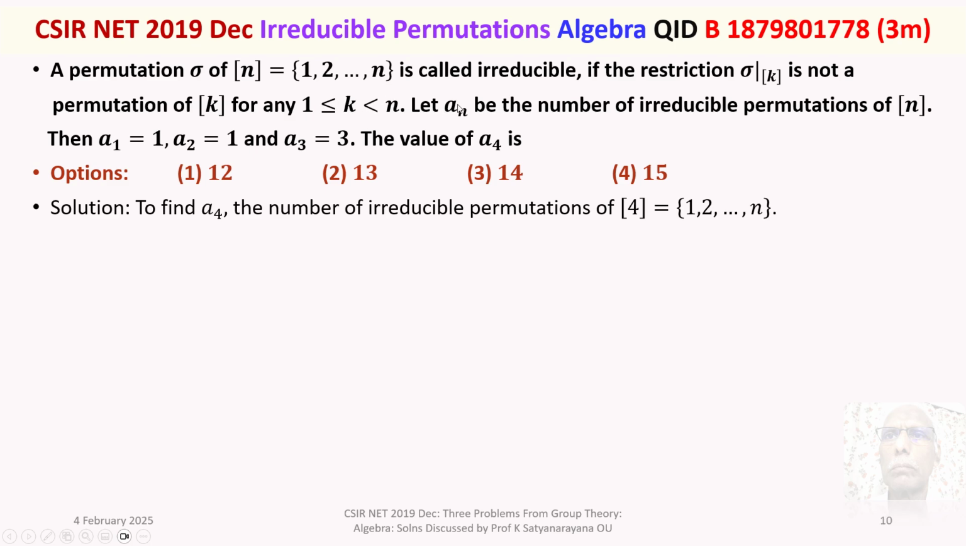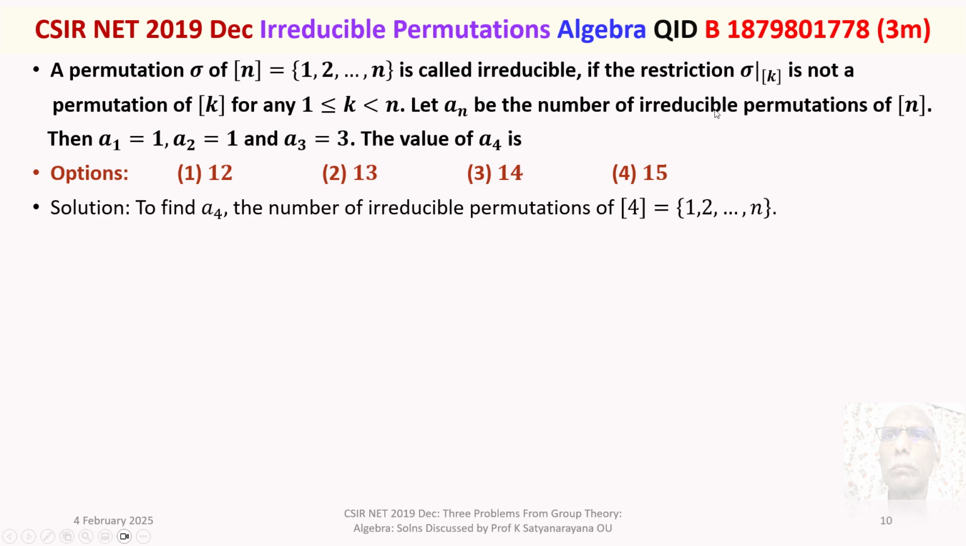Let a_n be the number of irreducible permutations of [n], then a1 is equal to 1, a2 is 1 and a3 is 3. These are the verified values that he has given. Then the value of a4 is, what is a4? a4 is the number of irreducible permutations on [4], that is 1, 2, 3, 4. How many? That is the question.